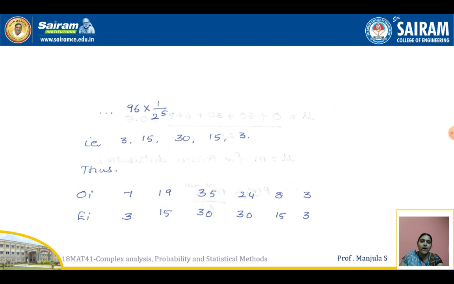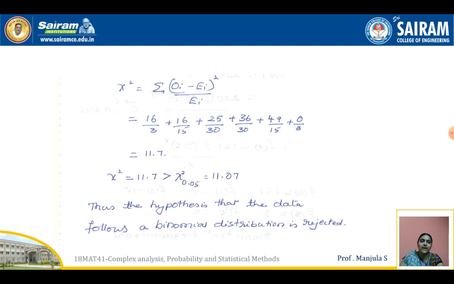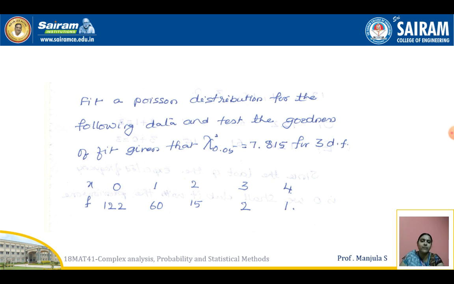Once we know Oi and Ei, we can easily find the chi-square with the help of the formula: summation of (Oi minus Ei) whole squared divided by Ei. Substituting like this and simplifying, we are getting 11.7. So the obtained value is greater than the standard value, which means we have to reject the hypothesis. You can see 11.7 is greater than 11.07. Thus the hypothesis that the data follows a binomial distribution is rejected. Like this we have to give the conclusion.